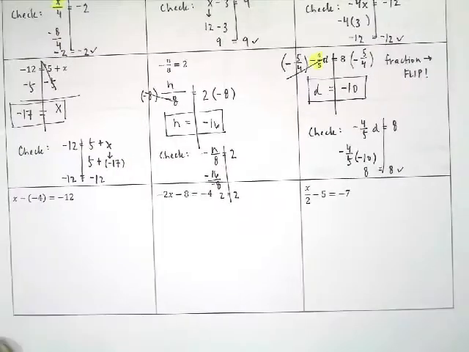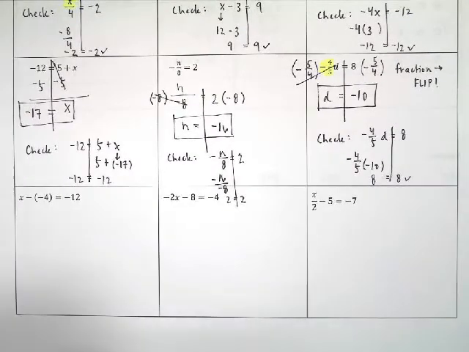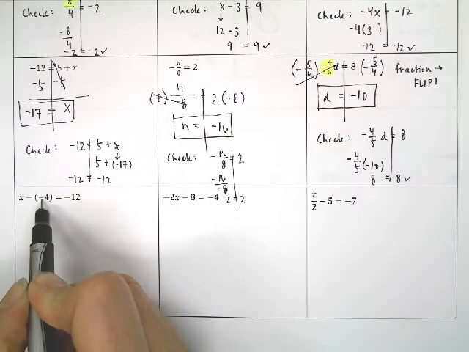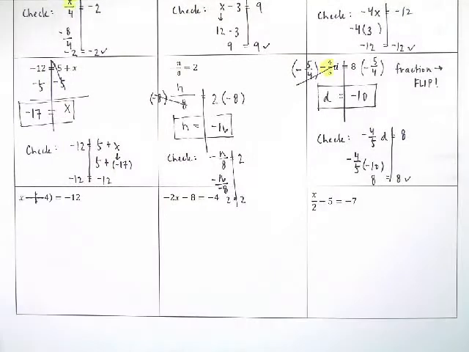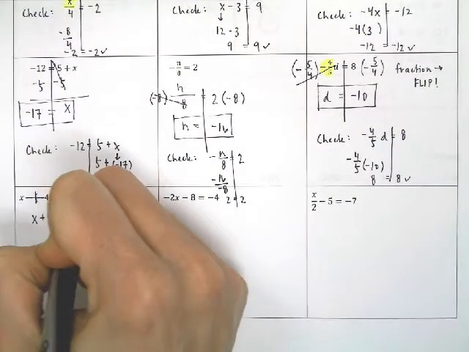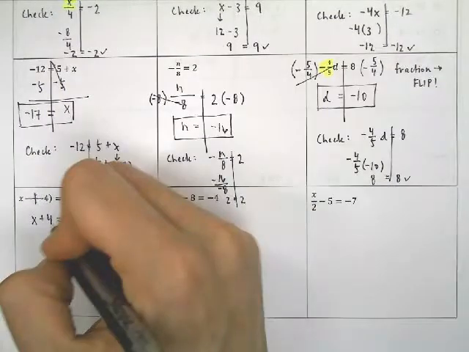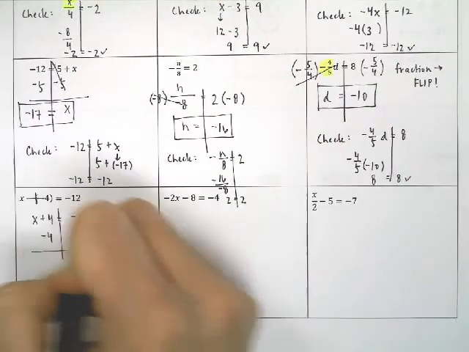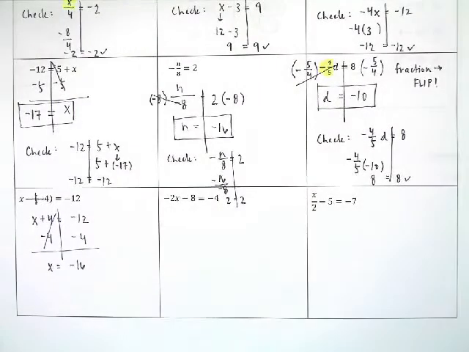Okay, a few more. This video is getting a little long. The big deal here is to remember, whenever I have minus a negative, that's the same as x plus 4. So I'm going to rewrite that before I try to solve. Now this is just our regular old one-step problem. I'm going to undo that addition with subtraction, and I get x equals a negative 16.